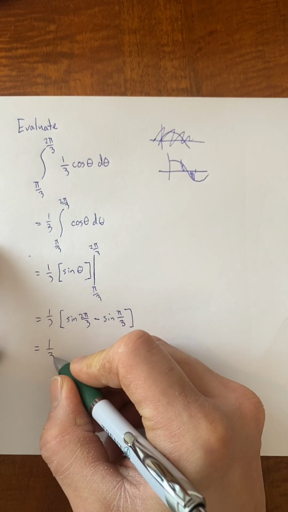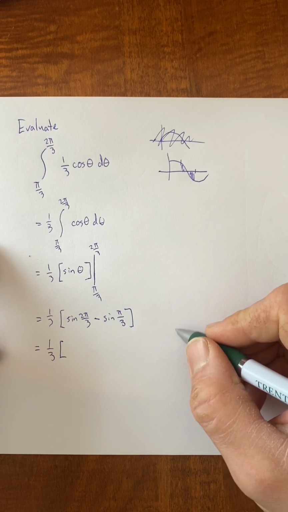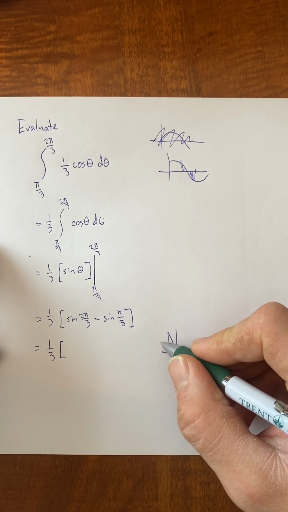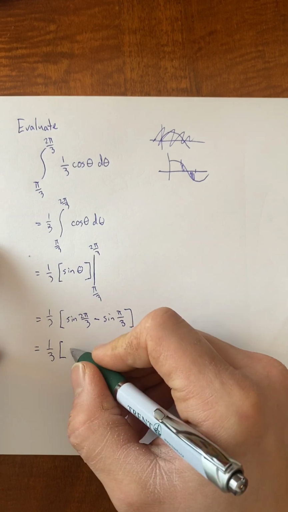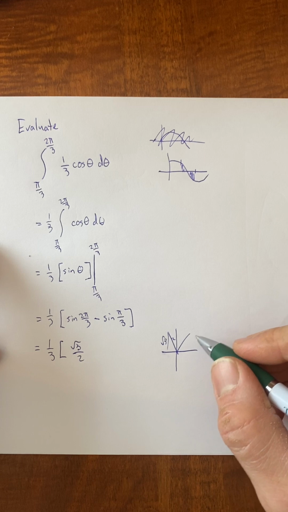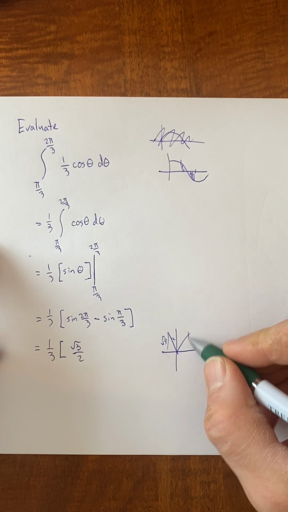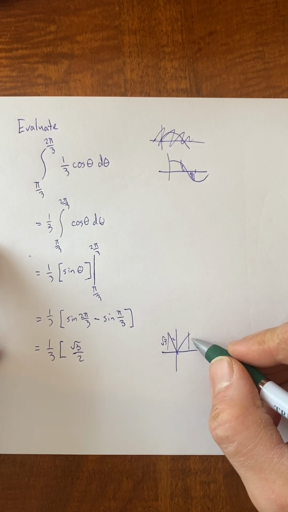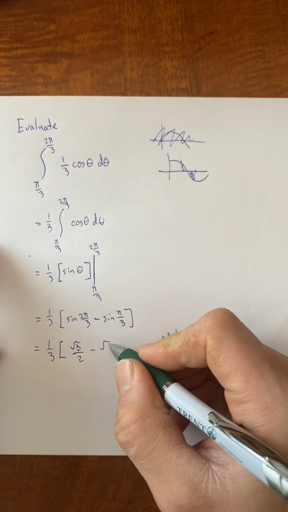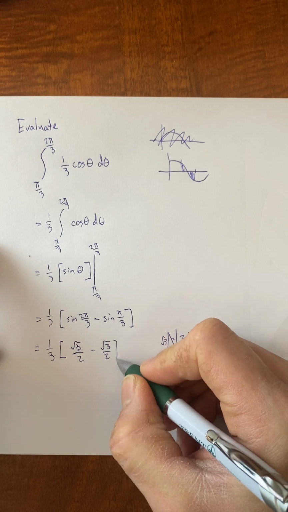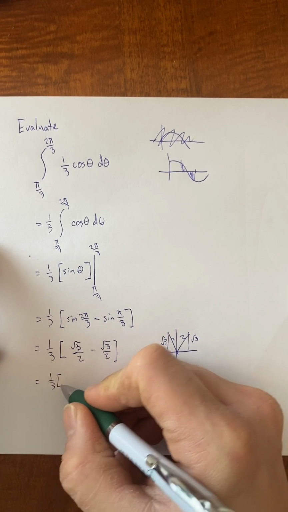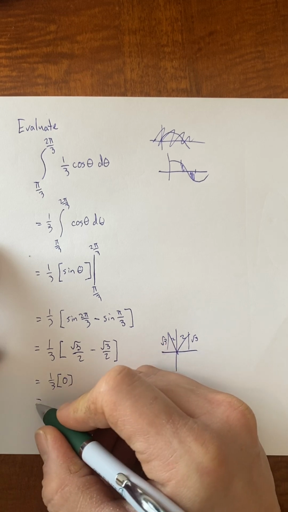So now I'll evaluate sine of 2 pi by 3. I always draw my triangles. So the sine is going to be root 3 over 2. And the sine of pi by 3 is just this related angle in the first quadrant. And so again, that's going to be the same thing. It's going to be root 3 over 2. And so I'm going to have root 3 over 2 minus root 3 over 2, which is going to work out to be 1/3 times 0, or in fact 0.